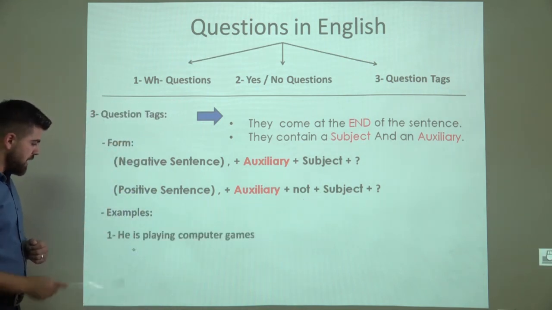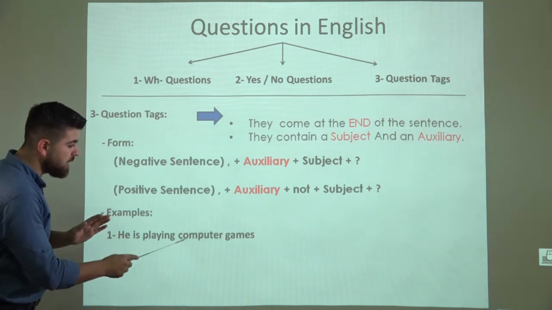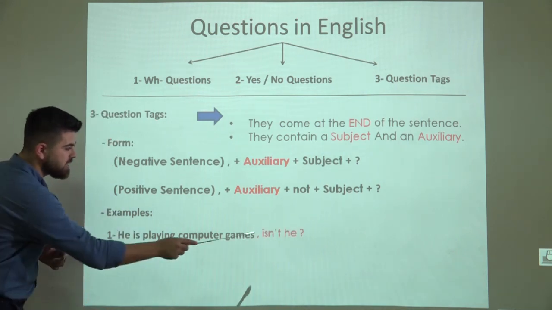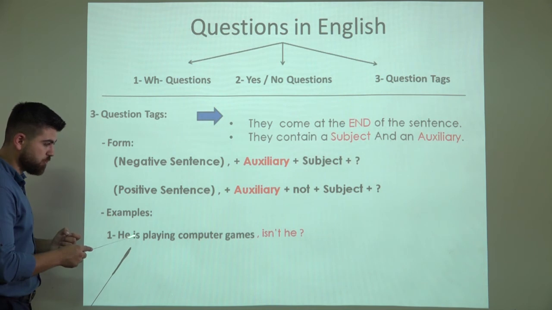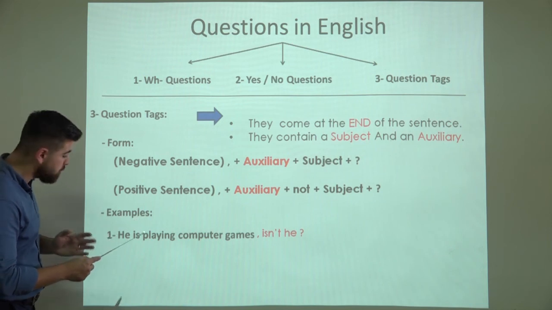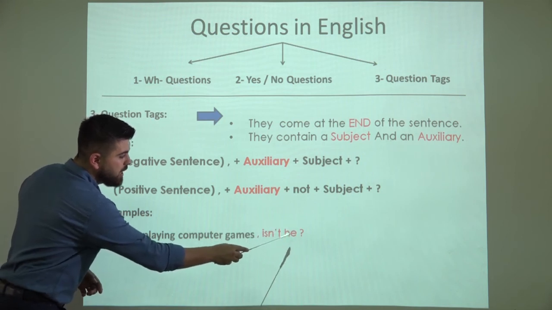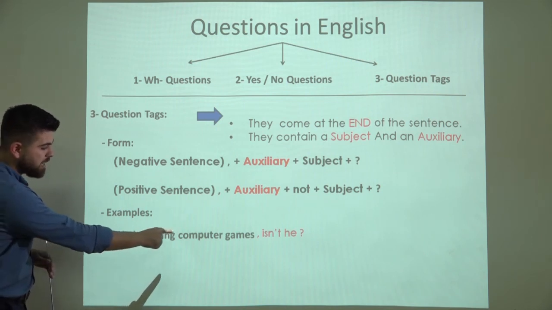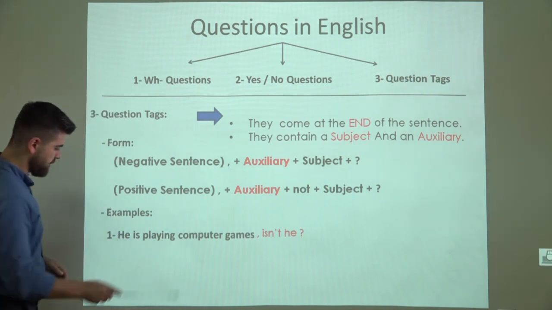Examples: He is playing computer games. It is a sentence. Let's see the question. Isn't he, and the question mark. Is, we get from the sentence, and here it is a positive sentence. Is there a not in it? No. That's why we put not in the question. He, also from the sentence, so it became: he is playing computer games, isn't he? He is playing computer games, isn't he? Okay, number 2.